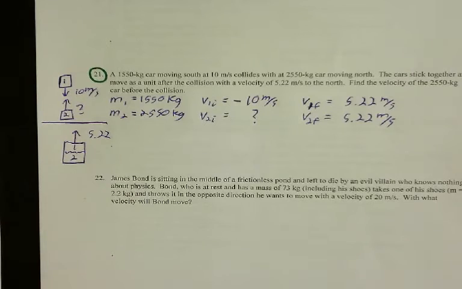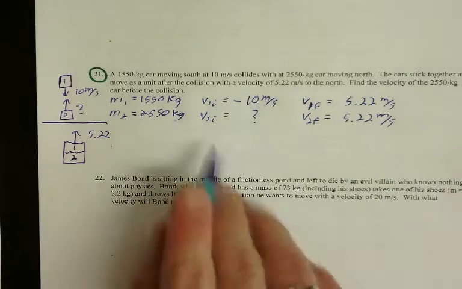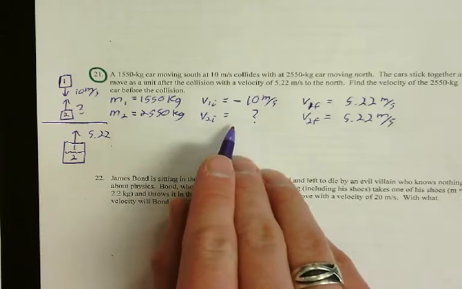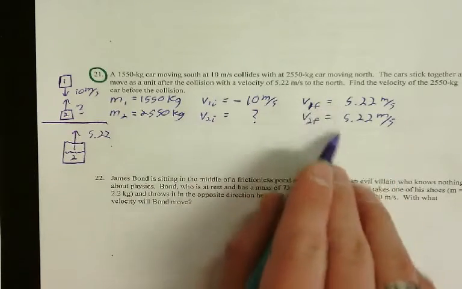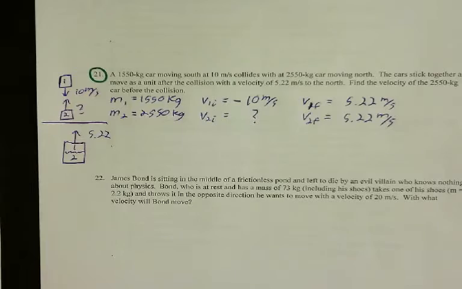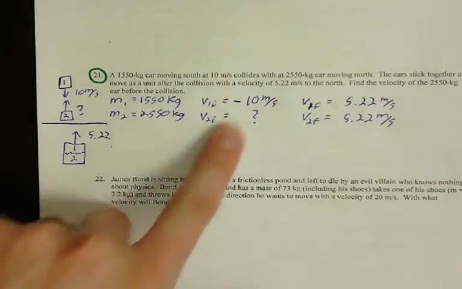Now, if you didn't make the 10 negative, then you would need to make the question mark negative, which is kind of weird, or you could leave that blank, but you would need to make the north negative then. So that's probably less familiar to you. So I would make the south negative.